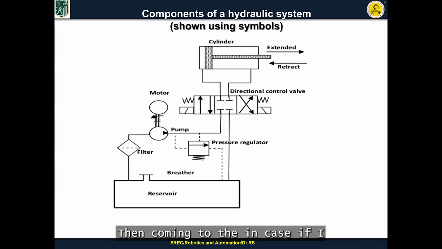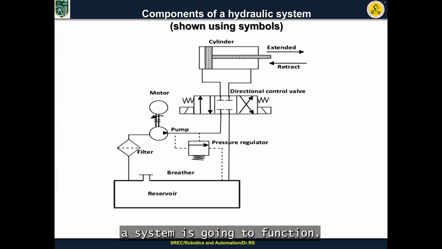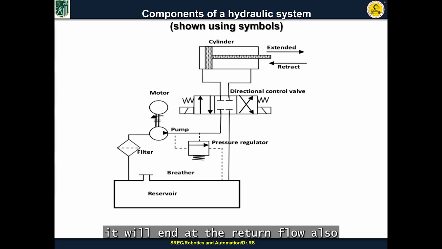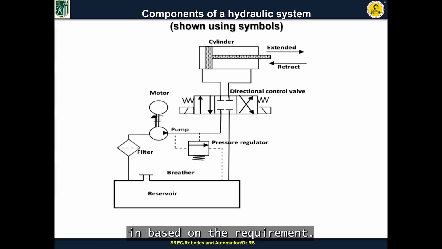In case I am designing a new hydraulic system, first I'll start by making a block diagram in which the mandatory components are drawn as blocks, and we can see how the system is going to function. As already discussed in the previous session, a hydraulic system is a closed loop system. The flow starts from the tank and the return flow also comes to the tank. So we start from the tank, then go to the filter or strainer. Then we have a pump coupled with a motor. Then we have a pressure regulator and the control component, that is the direction control valve, which will operate the actuator based on the requirement.